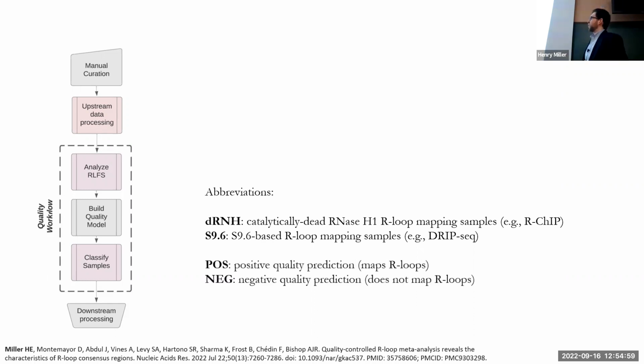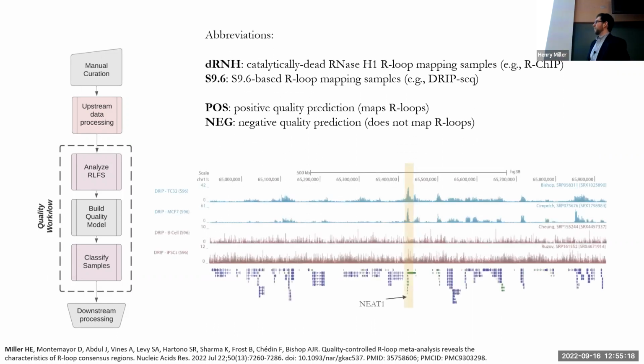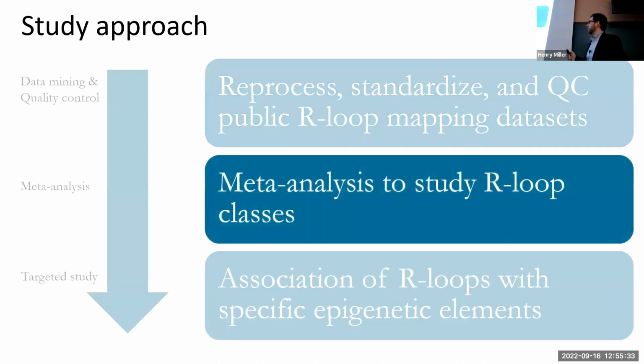Okay, I want to also draw our attention to positive and negative. Positive means that the quality model, the machine learning model, returned a prediction of positive. It thinks that the sample does map R loops, whereas negative is the opposite. It thinks it does not map R loops. And just to see what that translates to in reality, I'm going to show you the genome browser view from earlier, and I'll overlay on top of this what the model predicted. So for these first two, the prediction was positive. For the second two, the prediction was negative. Okay. So let's jump right into that meta-analysis.